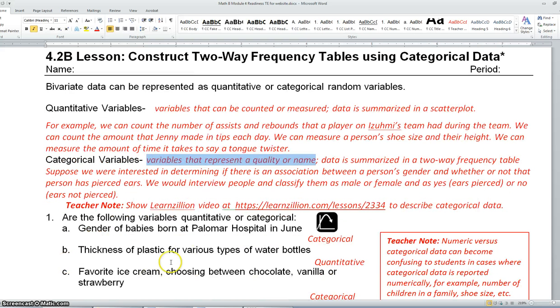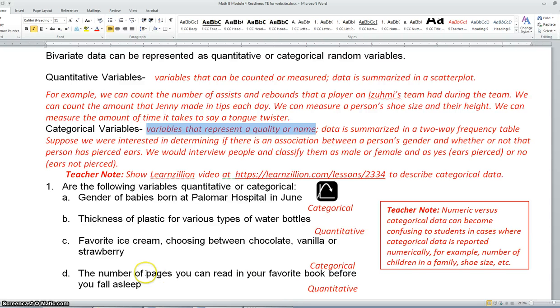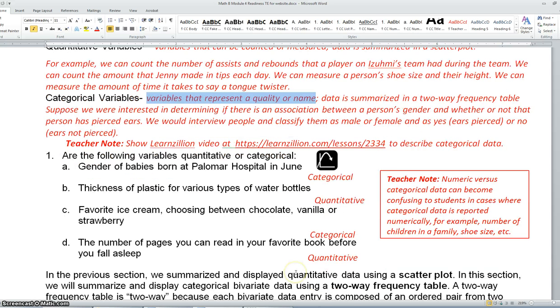Part C, favorite ice cream. Again, that's like a quality or name. That would be categorical. Okay, and then the last one, read through it and see what you think before I reveal the answer. The number of pages you can read, that is quantitative because you can clearly count that. Okay, so make sure you have those answers correct and understand why before we go on to the next one. Okay?